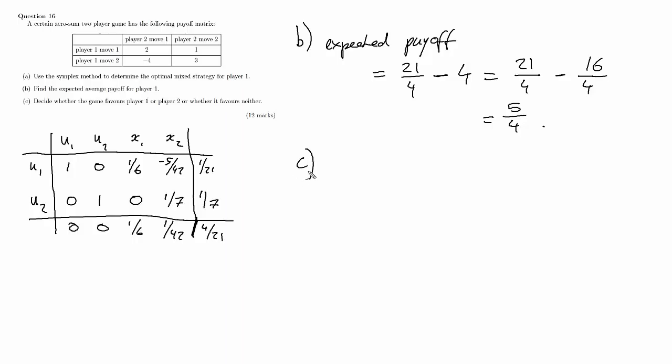So that allows us to answer part C. Remember that this is a zero-sum game. So whatever player 1 wins, player 2 loses. And since player 1 is expected to win a positive amount, that means player 2 is expected to win a negative amount. And so we can conclude that the game favors player 1. And we're done.